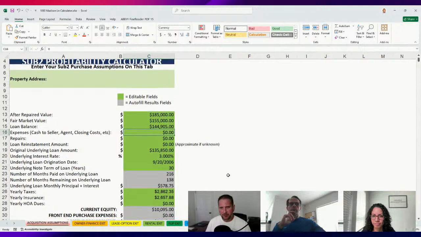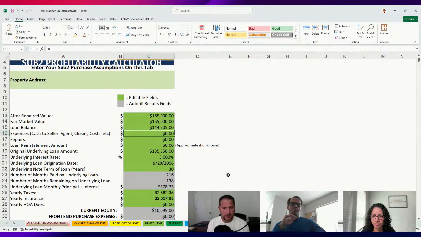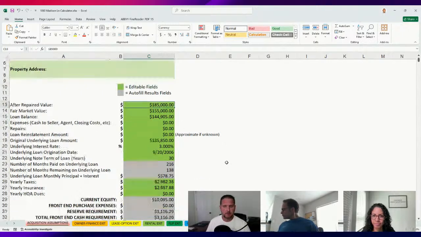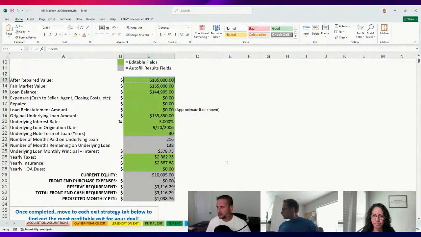So essentially what we have here is a single family, 3-bed, 1.5 bath home. It's approximately 1,300 square feet. And its after repaired value is $185,000. I'm not even sure if I have pictures of this. I could show you. I'm kind of proud of this house. It's a nice little house. But our after repair value is $185,000.